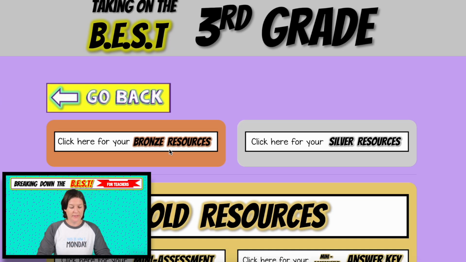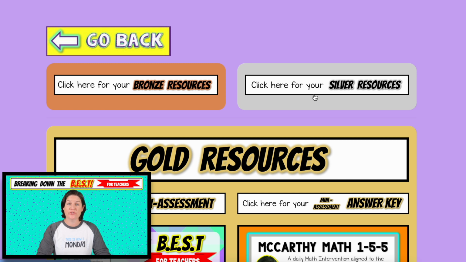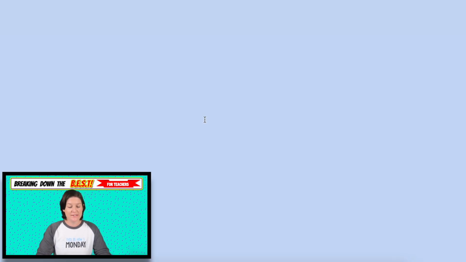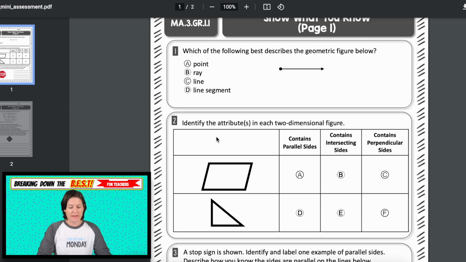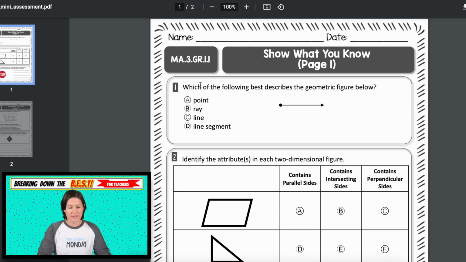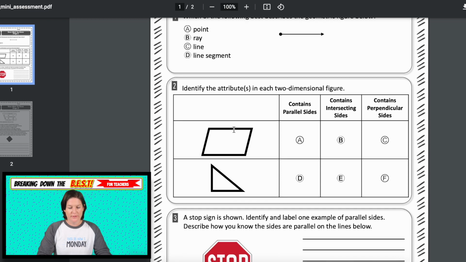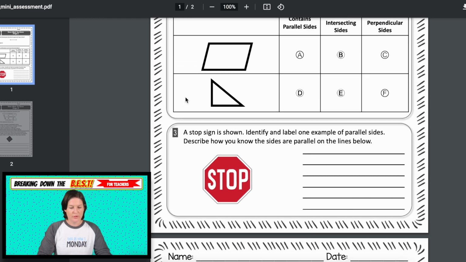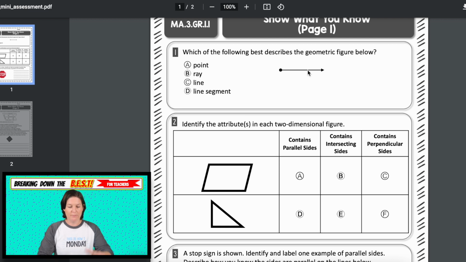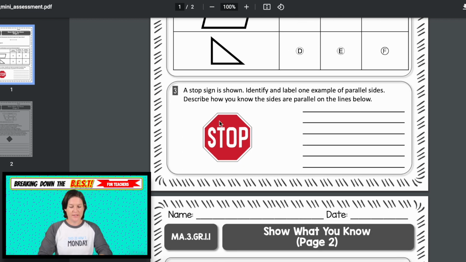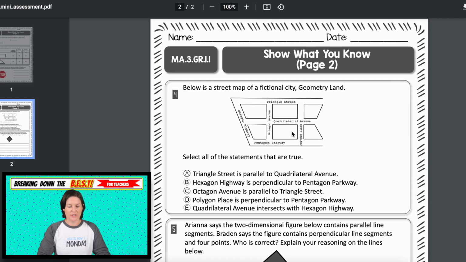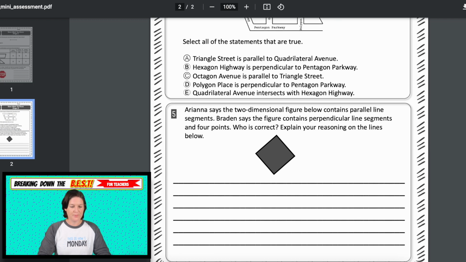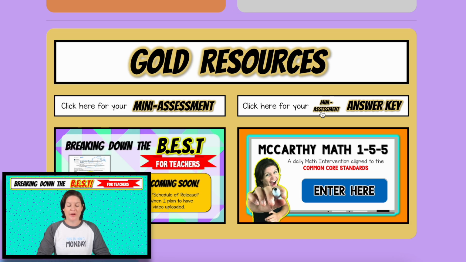So with the gold plan, you can go back to your bronze and your silver resources at any time, but you also have access to a mini assessment. It's about 4 to 5 questions depending on the standard. You can see the standards right here. This one I think has 5, and it's got a variety of question types. You can see we're in mathematical settings and also real world settings here too. Okay. And there's an answer key for that right there.